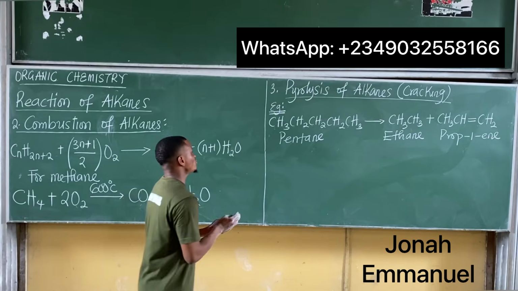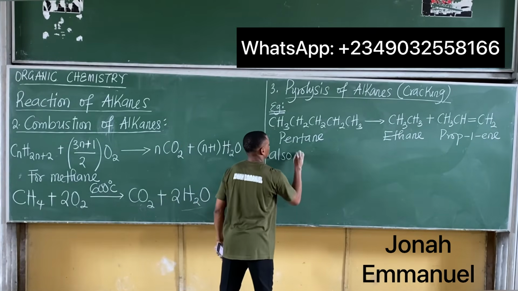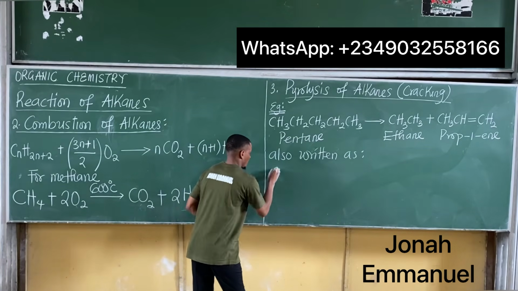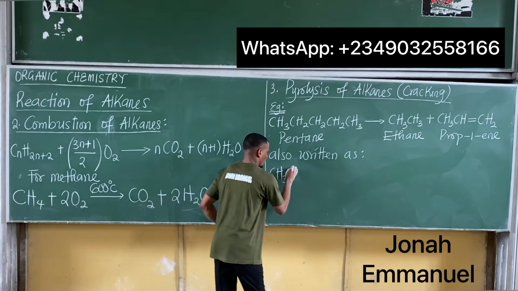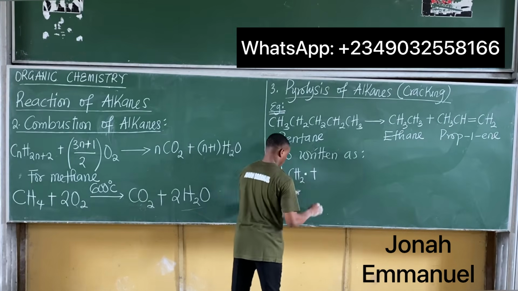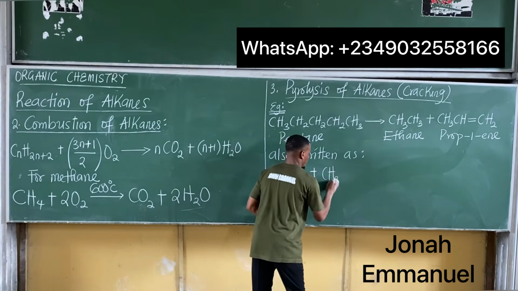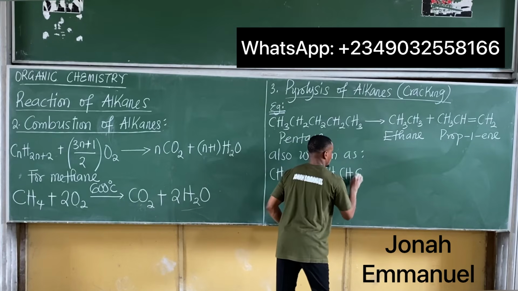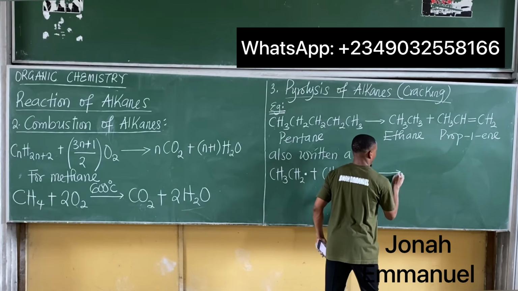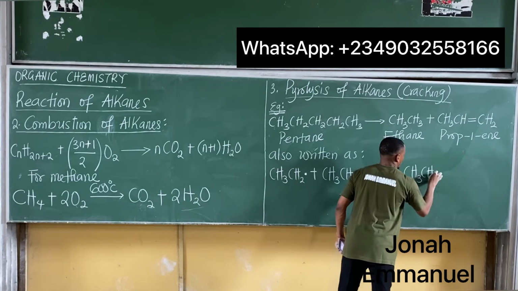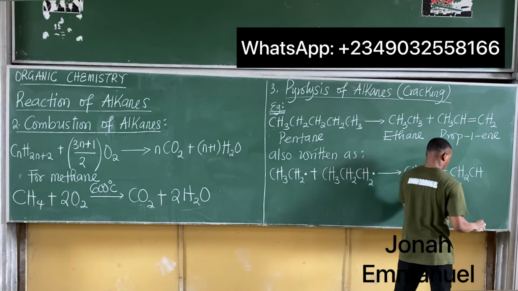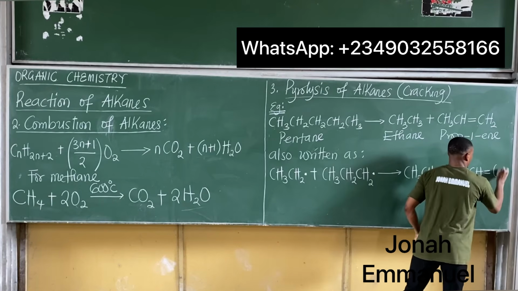So I have this. Also written as CH3CH2• plus CH3CH2CH2•, giving CH3CH3 plus CH2=CH2.